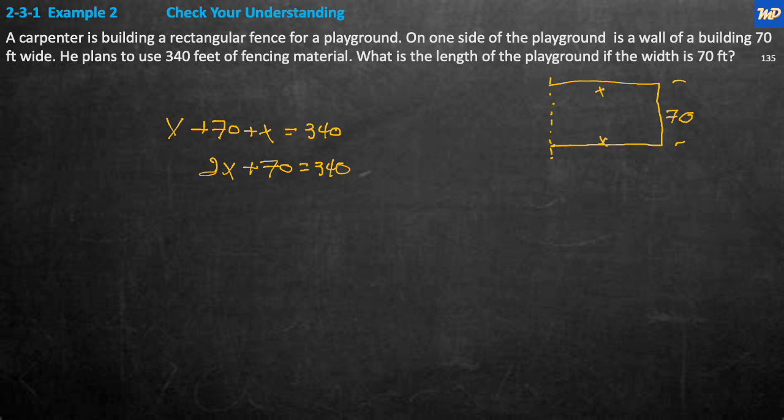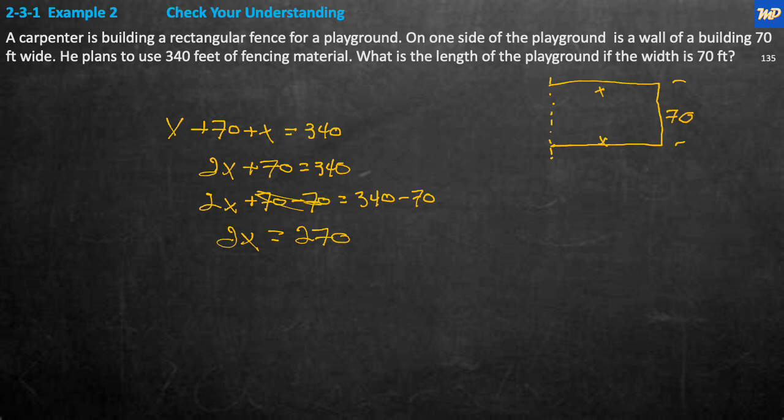Now we have to get the 2x by itself. So we're going to use the subtraction property of equality to move the 70. So we're going to have 2x plus 70 minus 70 is equal to 340 minus 70. And these cancel, the 70s cancel because plus 70 and minus 70 add up to 0. So now we get 2x is equal to 340 minus 70 is what? 270. Okay, 270 feet. We're not writing the feet here yet.